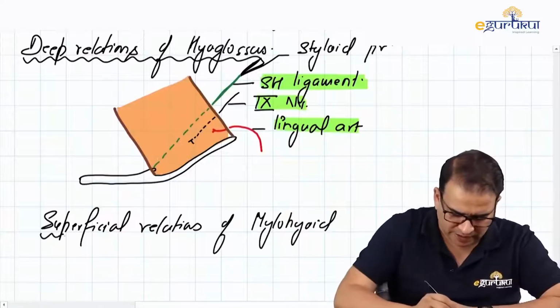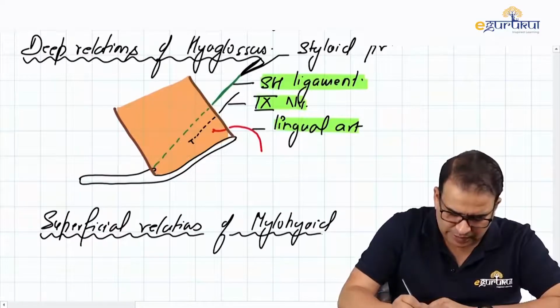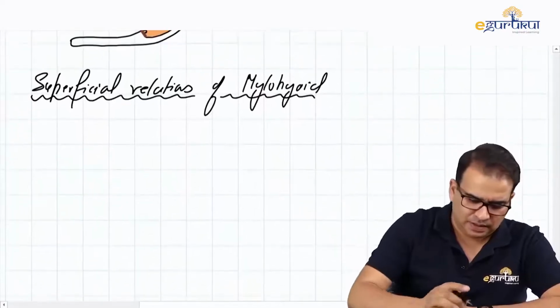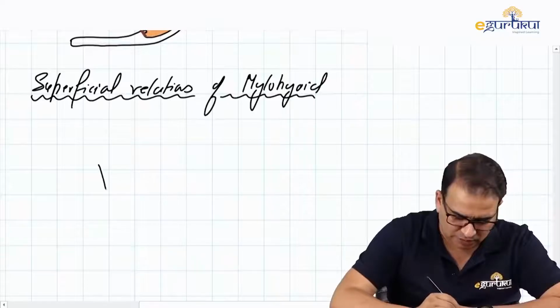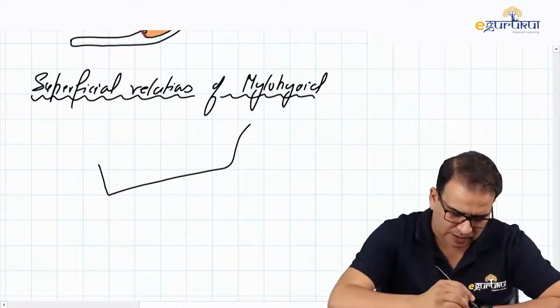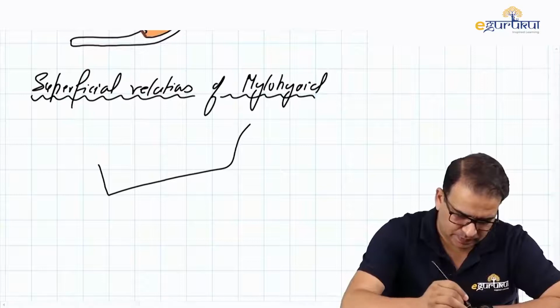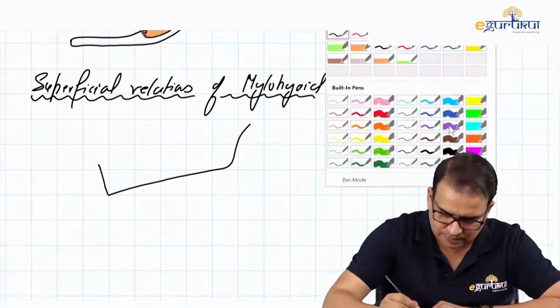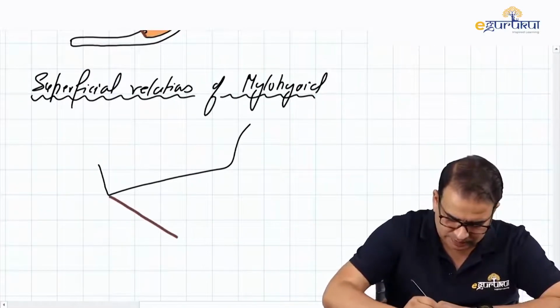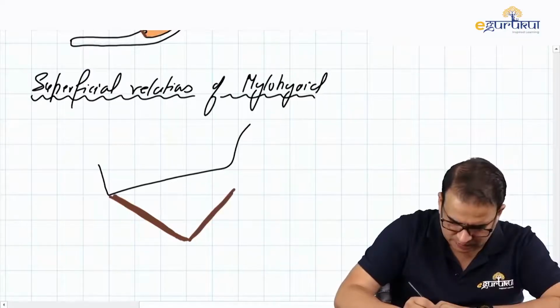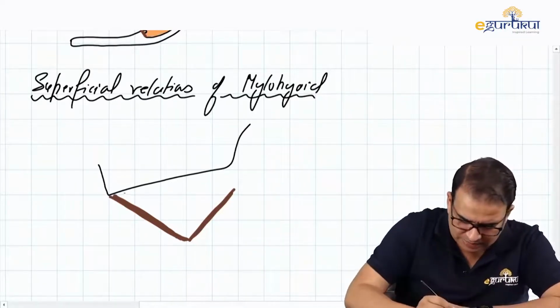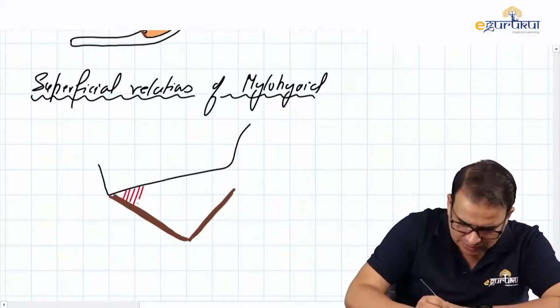Superficial relations of mylohyoid. In fact, I would like to draw it only, and then we can see it in the diagram. Now this time we're looking at a superficial mylohyoid, so I'm going to just draw the mandible here, and this here is the anterior belly of digastric, and that's the posterior belly. Mylohyoid muscle is like this, guys. Just make sure draw the mylohyoid in such a way. You can see it here also.